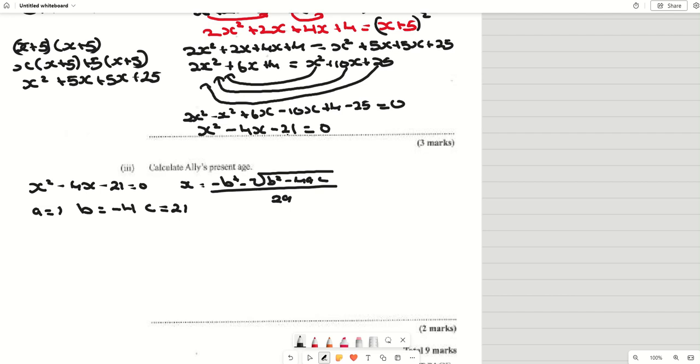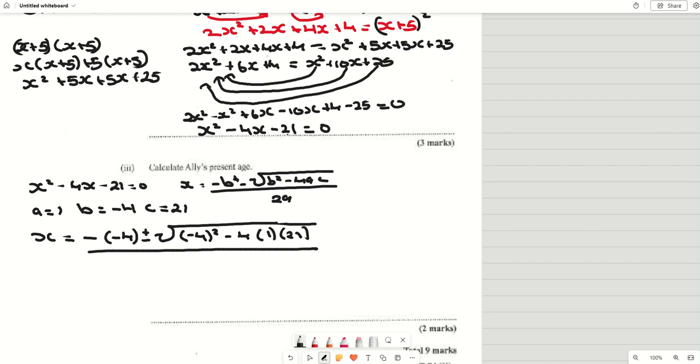So you're going to say x is equal to minus, and wherever you see the letter, you put it in brackets, minus 4, plus or minus the square root of open bracket minus 4 close bracket squared minus 4 open bracket 1 close bracket open bracket minus 21 close bracket, right? All over 2 by 1.